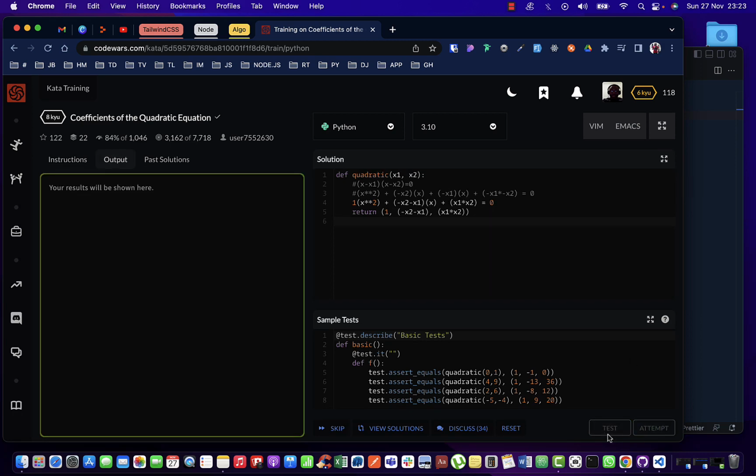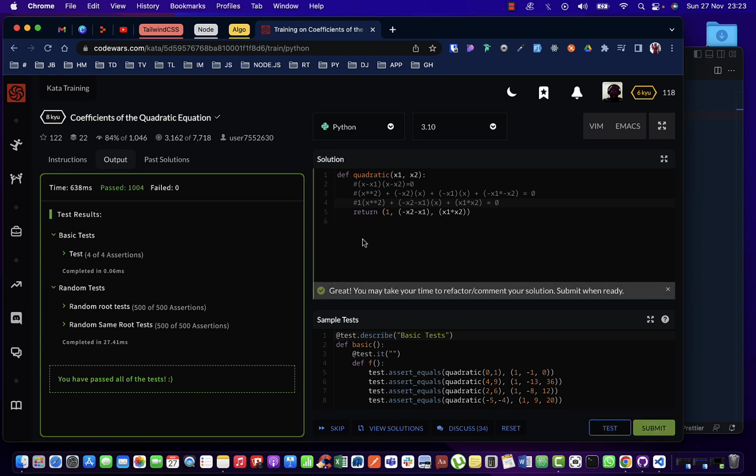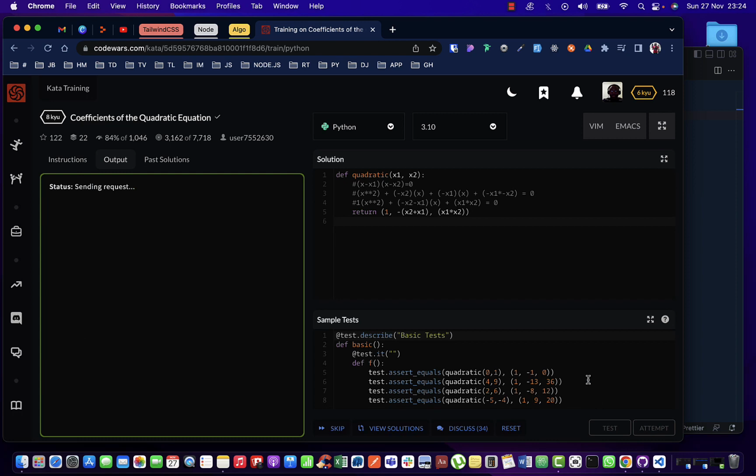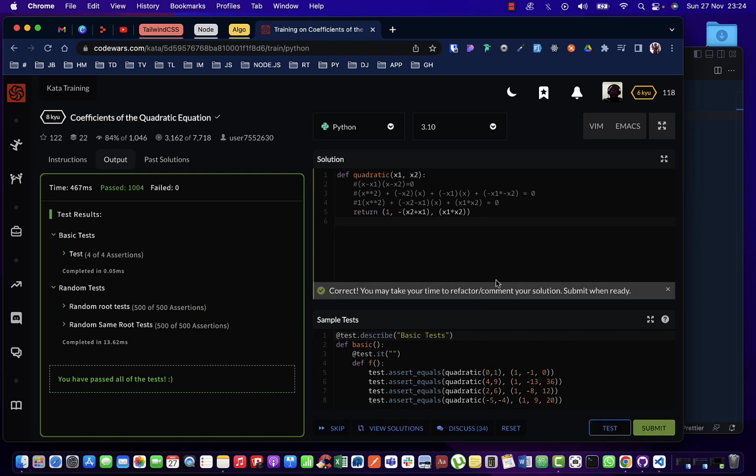So let's test, and now it passed attempt, it passed, and let's see if we can refactor this. Just say minus because of this plus. Great. That's basically how to solve it.